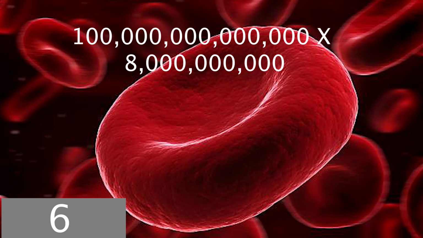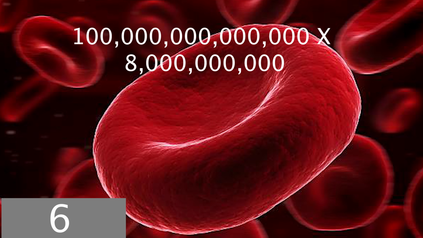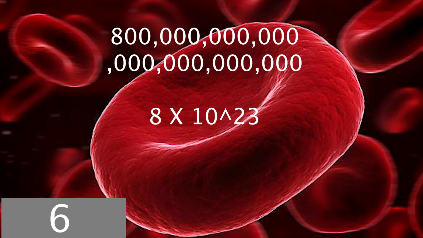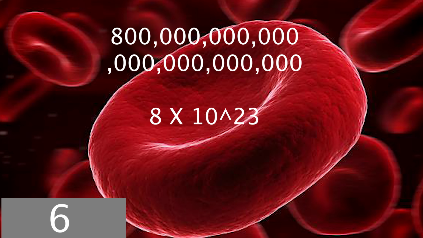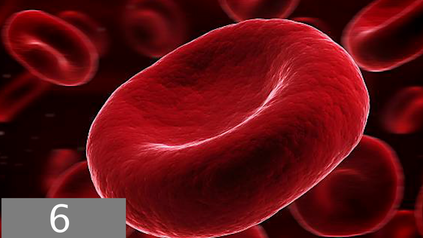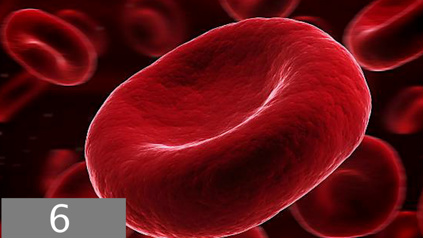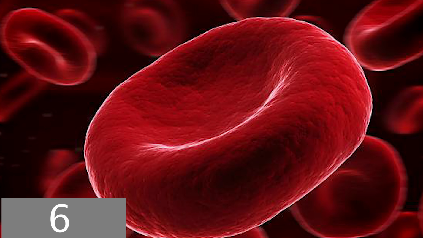If we multiply 100 trillion cells by 8 billion people, we get about 800 sextillion total cells in all humans on Earth. That figure is still much smaller compared to the number of atoms in just one human, and even all stars in the universe.